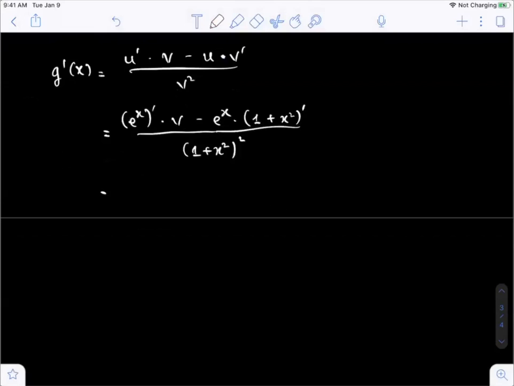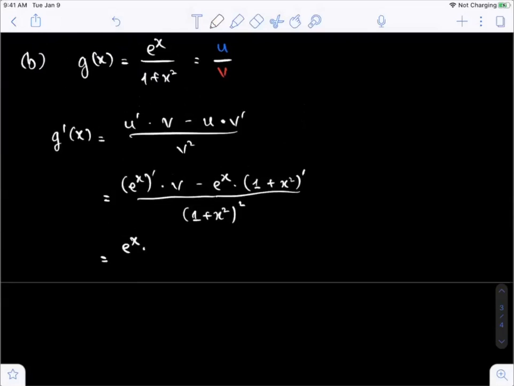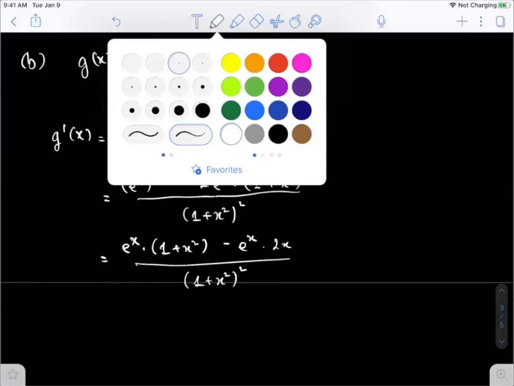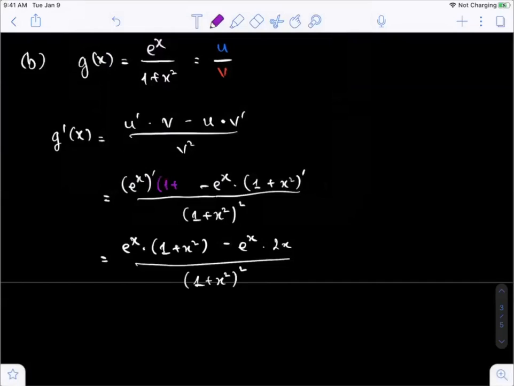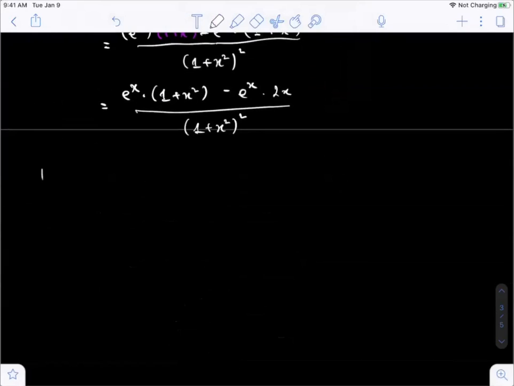So you continue taking the derivative. You have e to the x times v, in this case 1 plus x squared, minus e to the x times the derivative of 1 plus x squared, which is 2x. Altogether, this is over 1 plus x squared squared. Okay, so sorry about this. It shouldn't be v, but instead 1 plus x squared. Let me use another color here. So this is 1 plus x squared. Yes. All right.